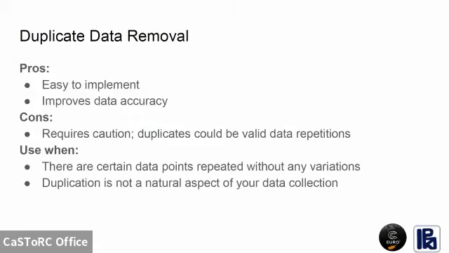In this case, there are, for example, certain data points which are repeated without any variation. Because they repeat exactly the same values without any other variation, they will not contribute to your models. And also, the duplication is not part of any natural aspect of your data collection.